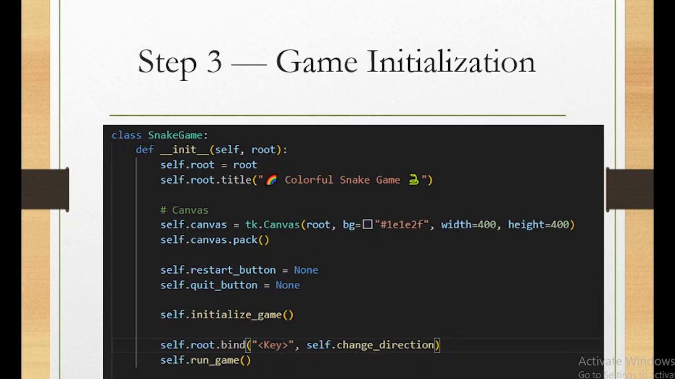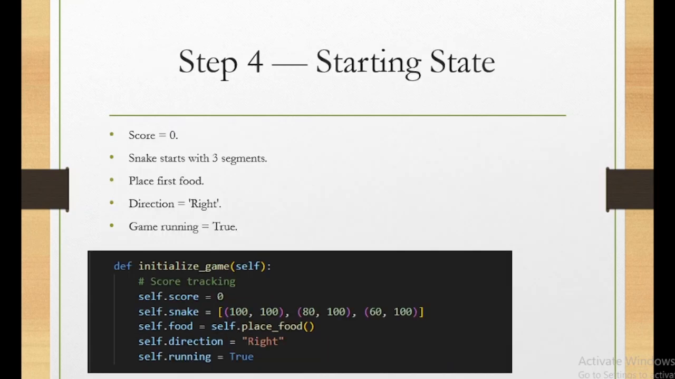We call self.initialize_game to set up the snake, the food, the score, and all the starting values. Then we bind the arrow keys to our change direction method so the player can steer the snake. Finally, we call self.run_game to start the game loop. This is what keeps the snake moving and updating until the game ends.